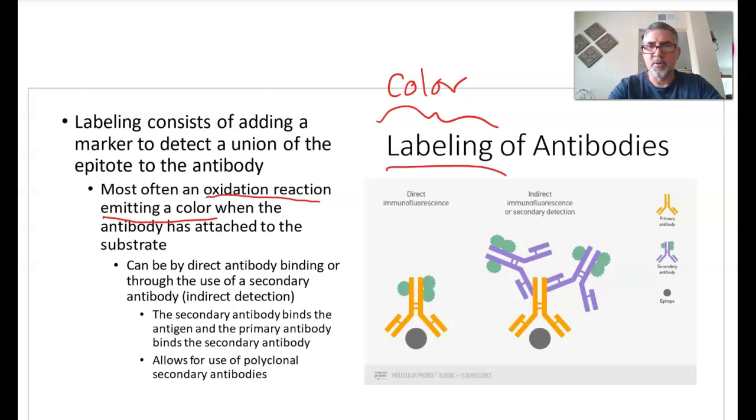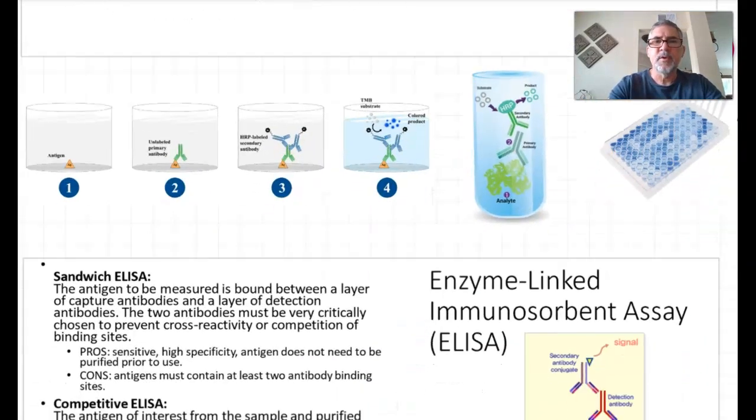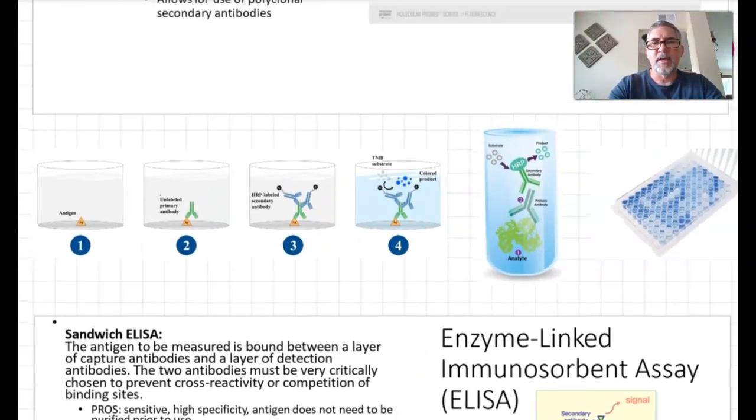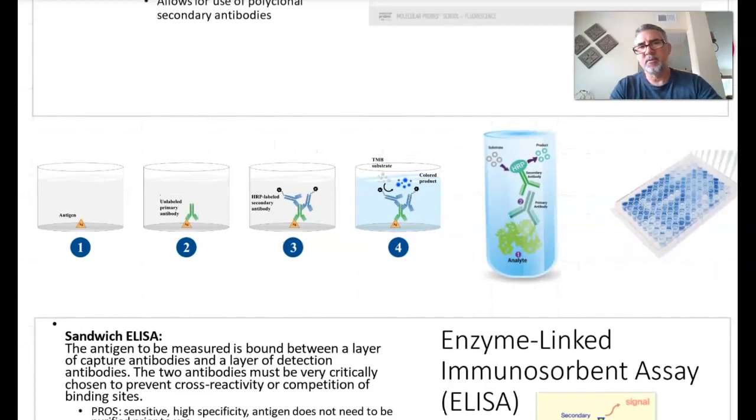And I'm not going to go much more into that. So the epitope is not labeled. In direct, the primary antibody is labeled. In indirect, the secondary antibody is labeled. All right, so here's another example, just a little diagram of indirect for you. The first thing I would do in indirect ELISA is add the antigen to the well.